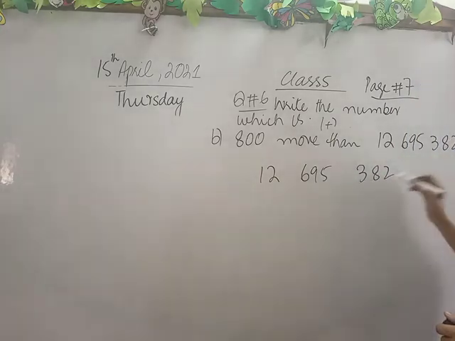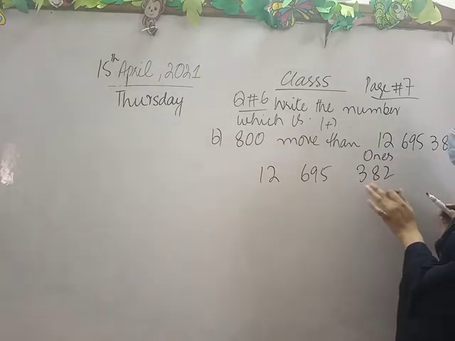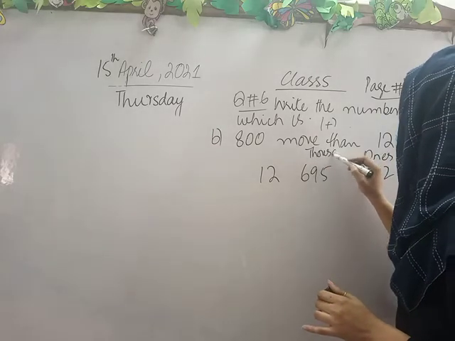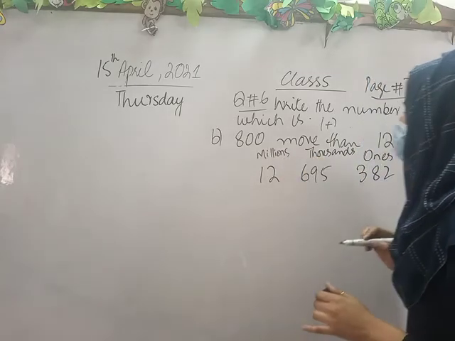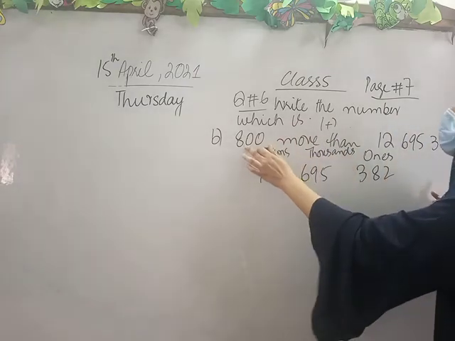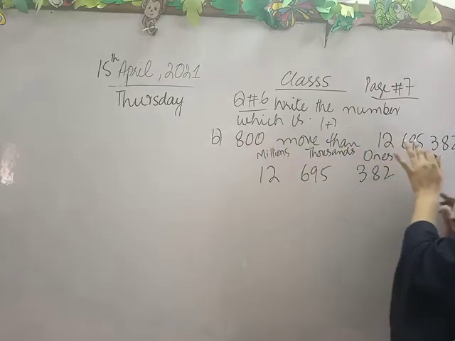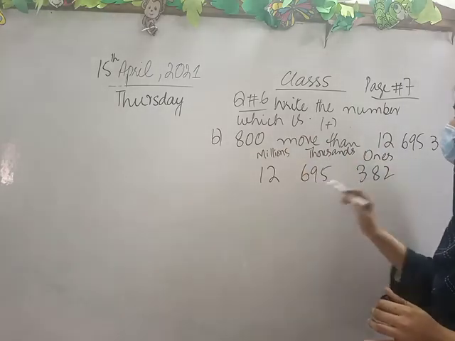Okay. So as I know, the main units of 382 are ones, thousands and millions. Okay. Now back to the question. उसने क्या कहा है? You have to solve 800 more than 12 space 695 space 382. Means वो कह रहा है कि इस नंबर में हमने क्या ऐड करना है? More than का क्या मीन बताया था मैंने? Plus. We have to add 800 in this.